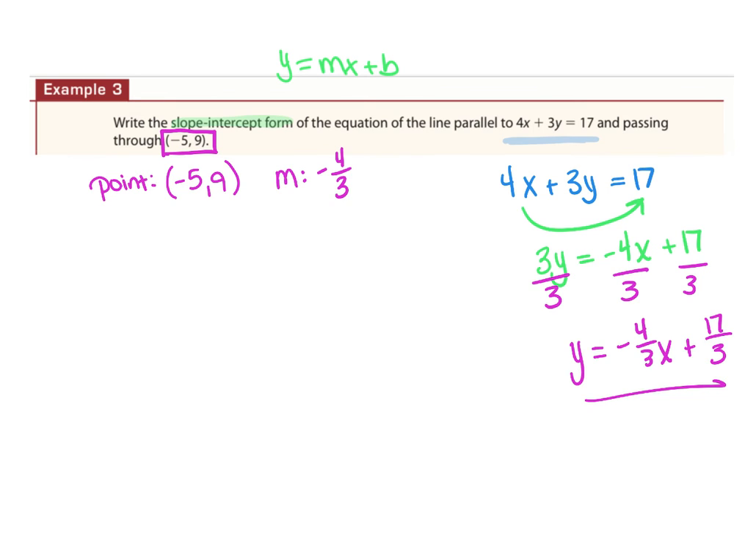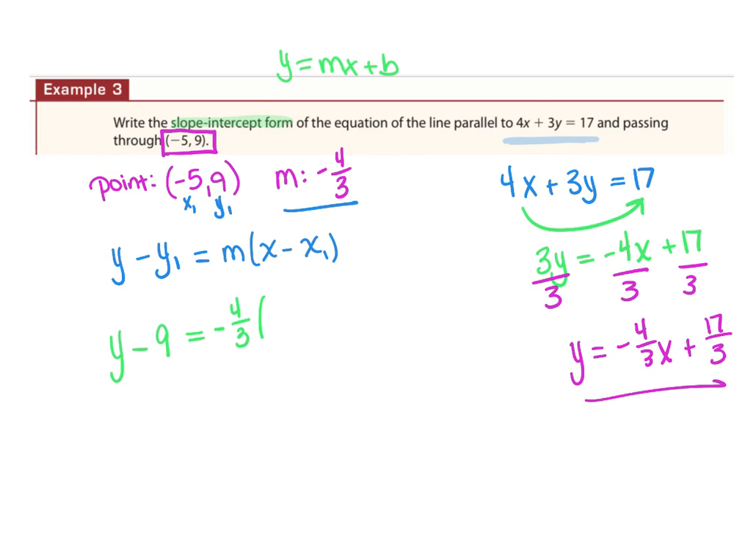So then what is my point slope? Well, it's the one that we have been using. y minus y1 equals m times x minus x1. They have given me my x1. They've given me my y1. I have figured out my m because it's parallel. So I just plug it in and I go. y minus my y1, which is 9, equals m, that's negative 4/3, times x minus x1, which is negative 5.